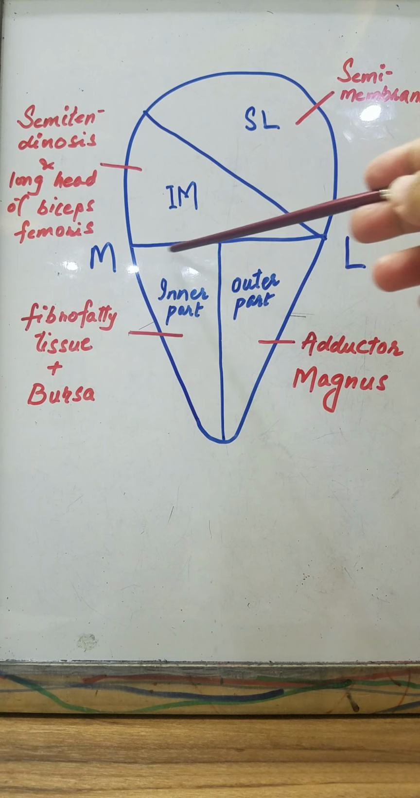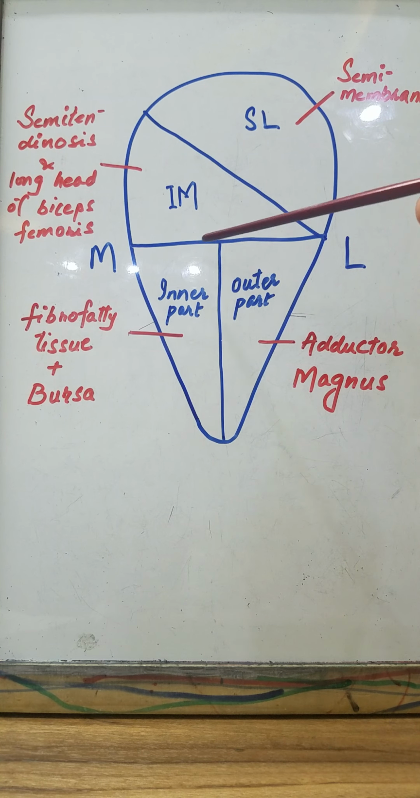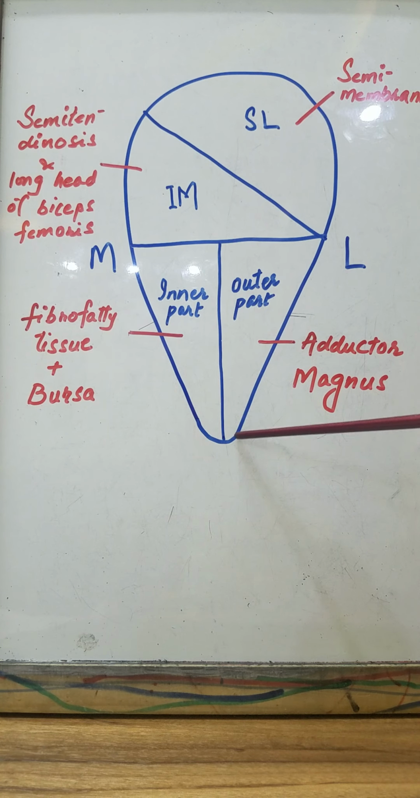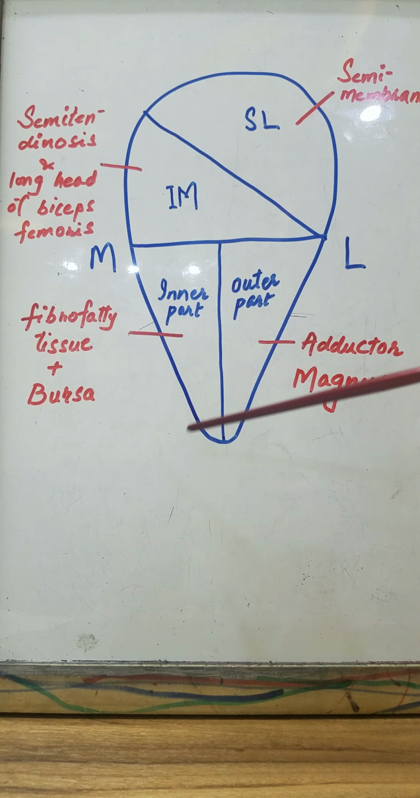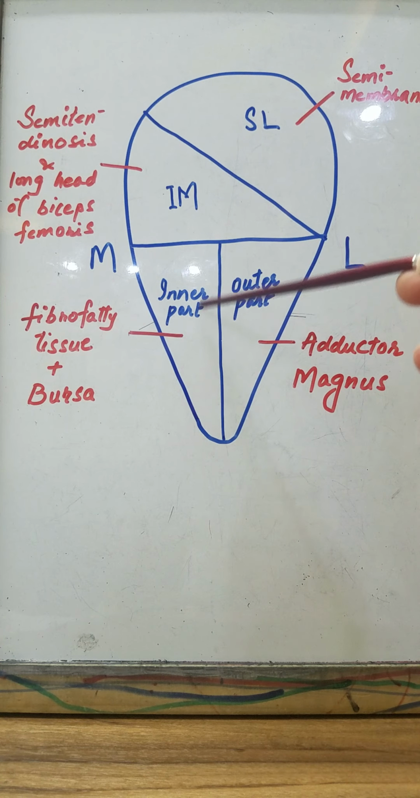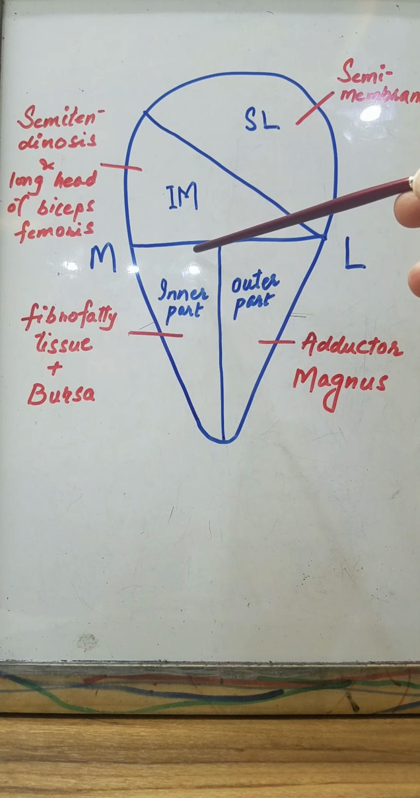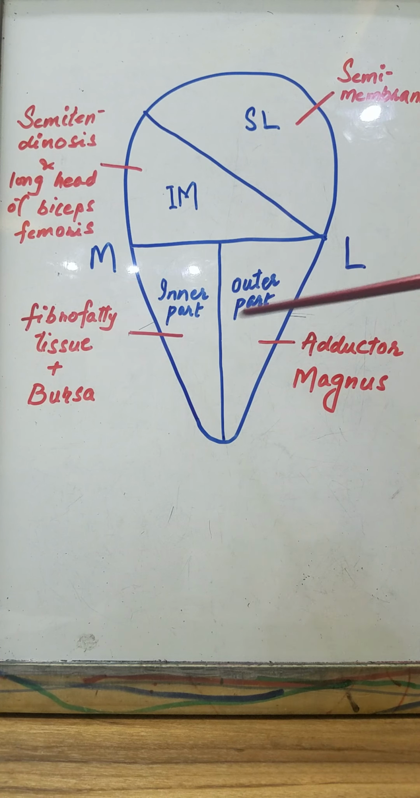Now after that, this lower part is further divided by a vertical ridge into an outer or a lateral and an inner or a medial part. The outer part here is the origin of the adductor magnus muscle. Now this is the ischial origin of the adductor magnus muscle, right? And this part right here, there's no muscle attachment here. This is covered by fibrofatty tissue as well as a bursa.